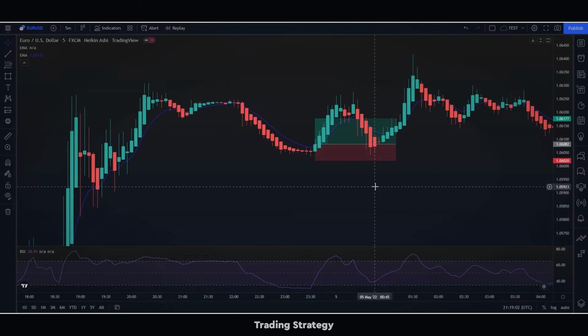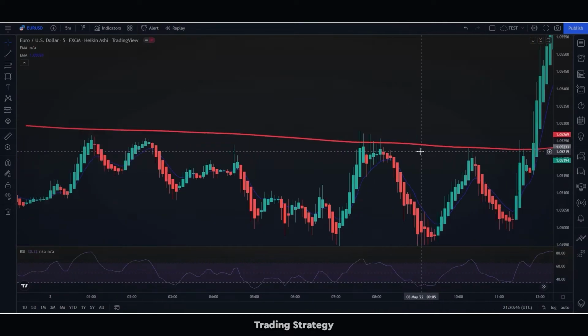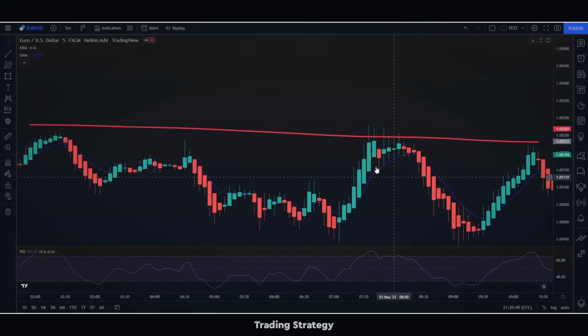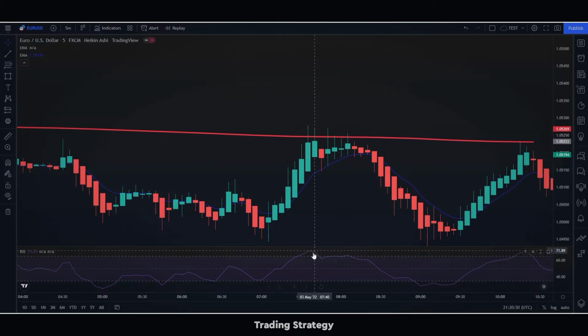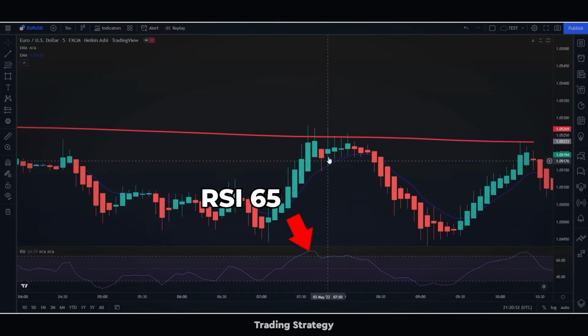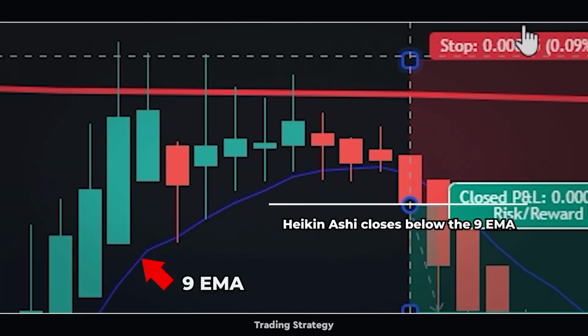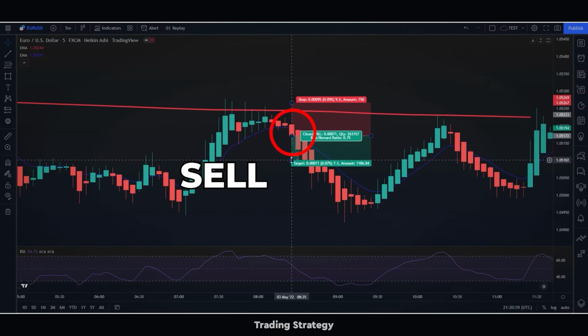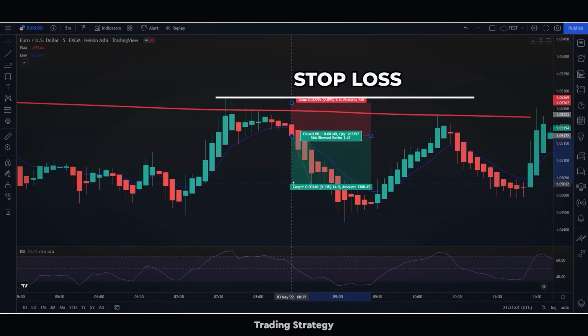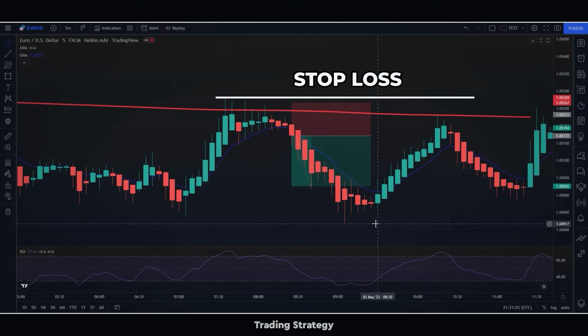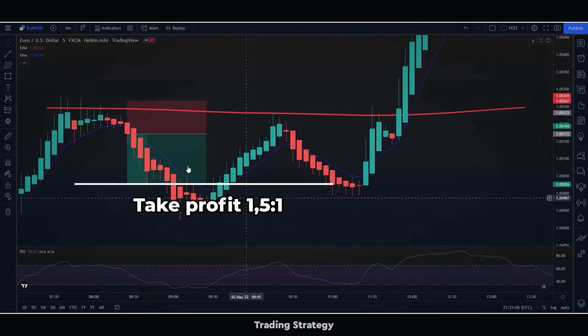Let's now see an example of a sell operation. First of all, we wait for the price to be below the 100 EMA. If it is, we will wait for the RSI to touch the 65 level. In case it touches it, we will watch for the Heikin Ashi candles to close below the EMA of 9. If they do and also the RSI did not exceed the level of 50, we will make the sell operation. We will put the stop loss at the last big high and our take profit at a risk-benefit ratio of 1.5 to 1. That is, 1.5 times our stop loss.